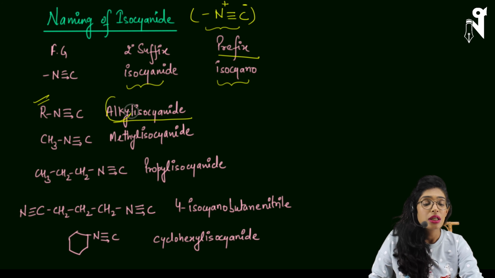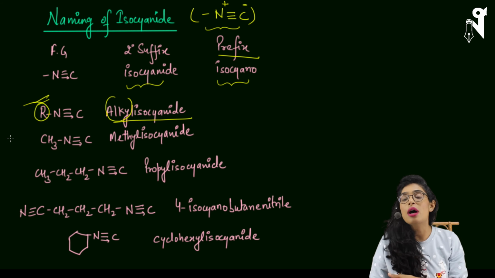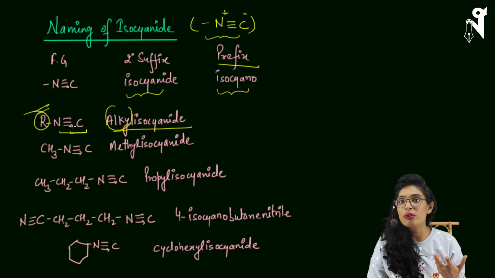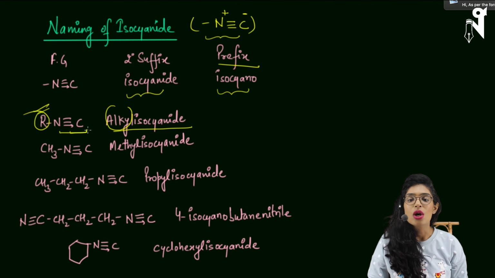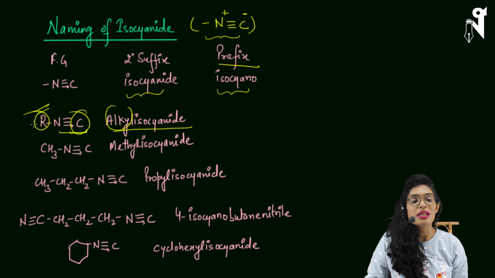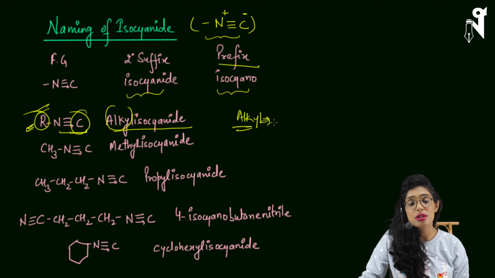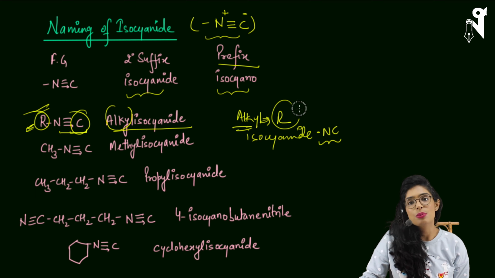Alkyl will represent the carbon chain, that is R. So when we are saying principal carbon chain, what we are considering is nothing else but NC, or to be very honest, it is just C. Okay, and the R group is actually acting as a branch. That's the reason why we're writing the name as alkyl. Alkyl represents the R part, and isocyanide represents the NC part. So this is your main principal carbon chain, and R is going to be a branch.